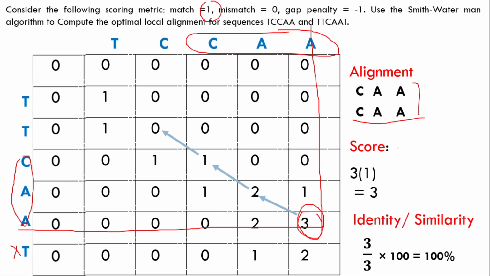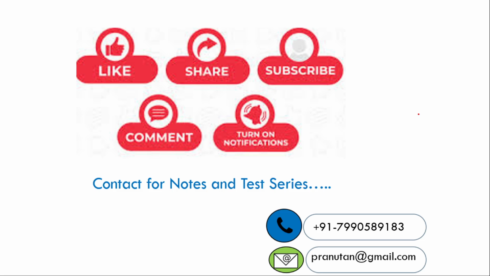So that was all about the Smith-Waterman algorithm. Do some exercise, try to find out some questions, solve them by yourself, then only you will get the confidence to solve the Smith-Waterman algorithm. So we'll see you in the next lecture and we'll start another important session of bioinformatics. I hope you enjoyed this session. Try to practice, then only you will be able to solve the local alignment and Needleman-Wunsch global alignment problems.